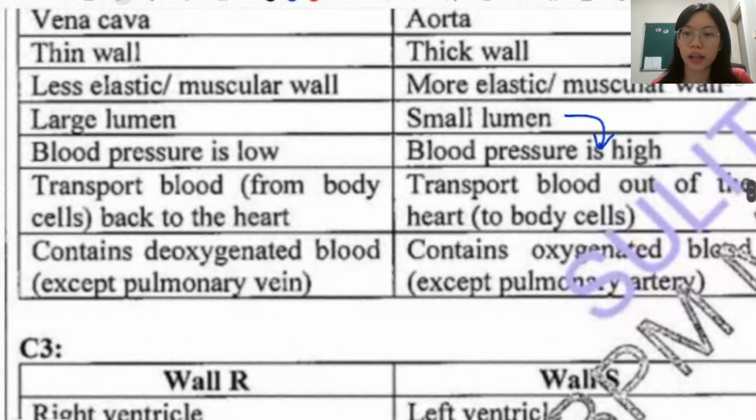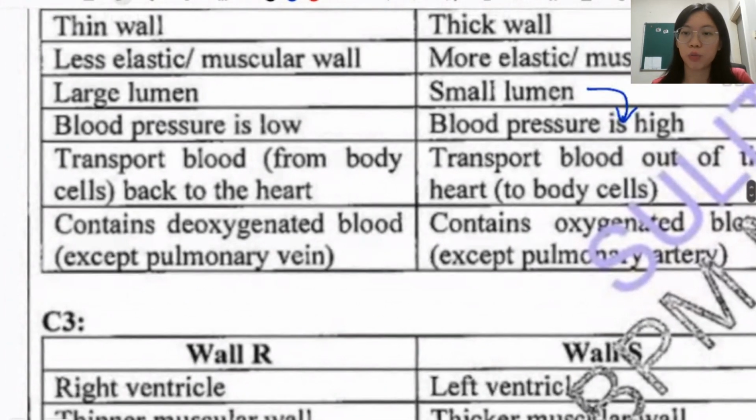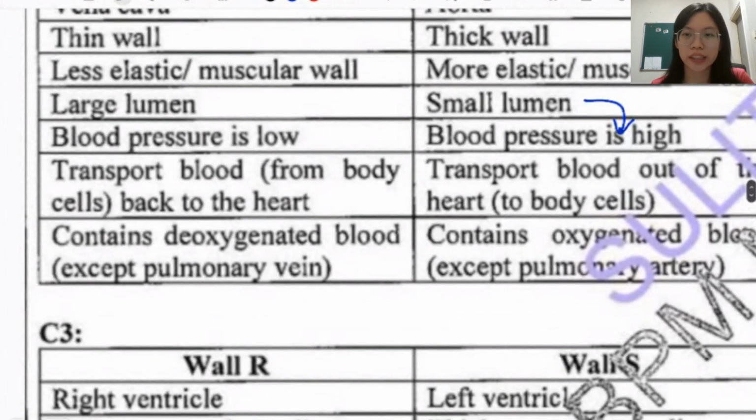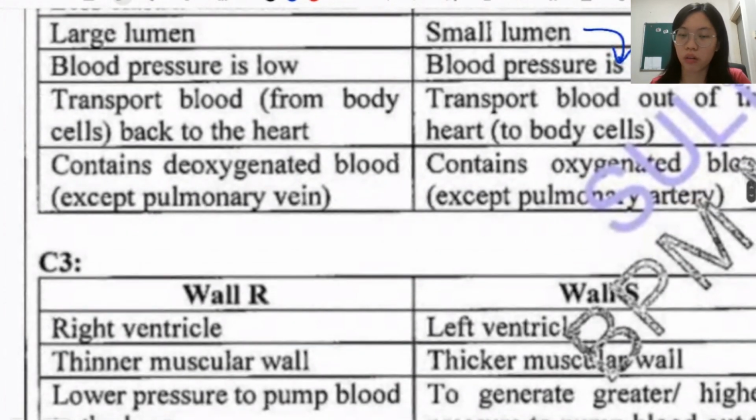What about wall R and S? Wall S is the left ventricle wall, and wall R is the right ventricle. So which one is thicker or which one is thinner? Okay, since the left part of your heart is the one primarily to transport oxygenated blood out of the heart to your body cell, you have to imagine you have to supply such a great distance until your foot, right? So you have to pump more, right? When you need to contract more forcefully, you need to have what? You need to have a stronger muscle. So it has to be a thicker muscular wall.